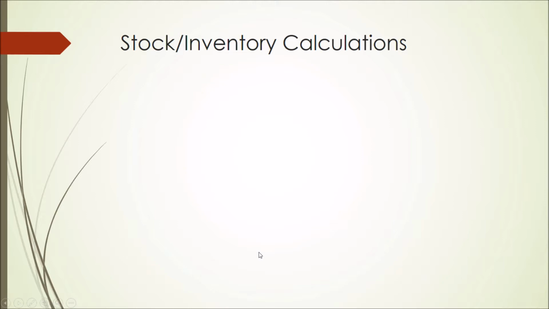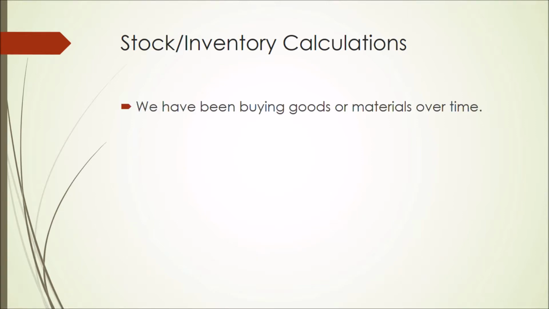Next, we're going to do stock inventory calculations. So let's say we've been buying goods and materials over time. So we've got some dresses. Let's say we sell these dresses, exactly the same dress, by the way. Prices though have been changing for this dress over time. First of all, it cost us £10, then it's 11, then it's 12, then it's 13. It's been going up over time.